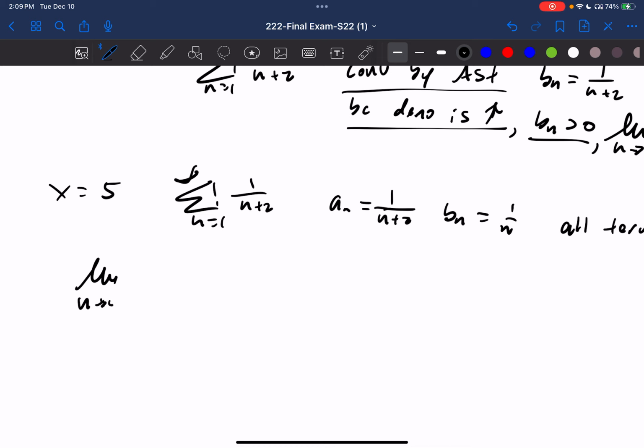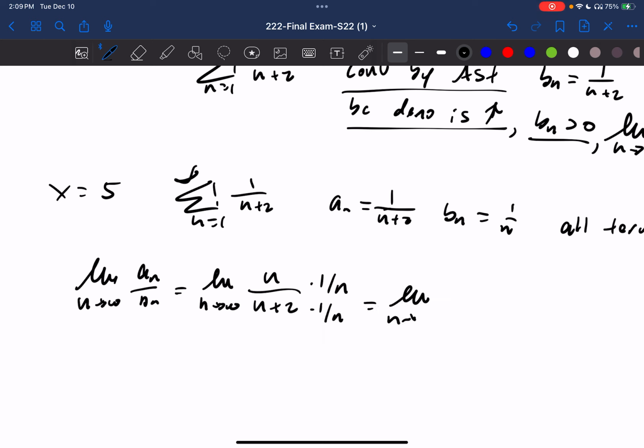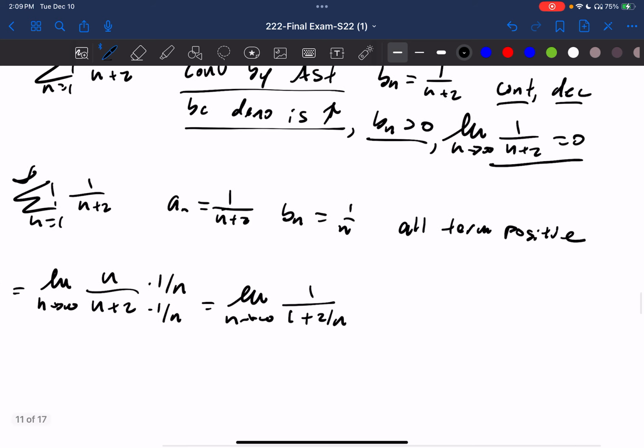Applying limit comparison, the limit as n goes to infinity of a of n divided by b of n will be equal to the limit as n goes to infinity of n divided by n plus 2. Multiplying both top and bottom by 1 over n, we end up with the limit as n goes to infinity of 1 divided by 1 plus 2 divided by n. We can see this term will go to 0. This will be equal to 1, which doesn't equal 0.